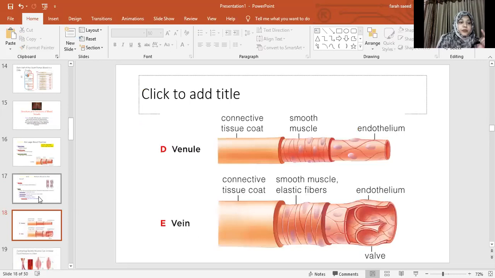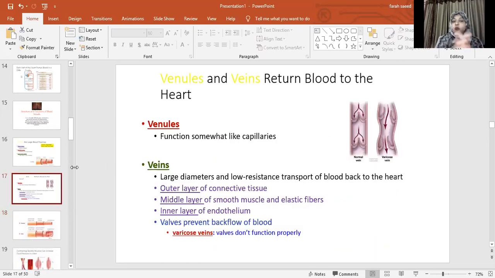Now, we have veins. Veins are the blood vessels that supply blood to the heart. All the veins are having deoxygenated blood. Only the pulmonary vein has oxygenated blood. Now, the most important point related to veins is that their lumen is wide and their walls are not elastic. Lumen is wide and these are not as elastic as arteries. The reason behind it is that their pressure is very low.